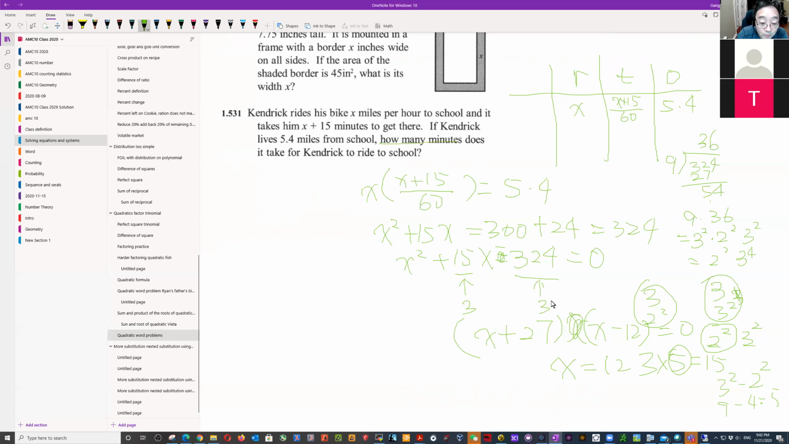So how many minutes does it take to ride to the school? So this is his bike speed per hour, and it takes x plus 15 minutes. So basically, x is 12, and 12 plus 15 equals 27. So it takes 27 minutes for Kendrick to ride to school. So that's going to be the answer.